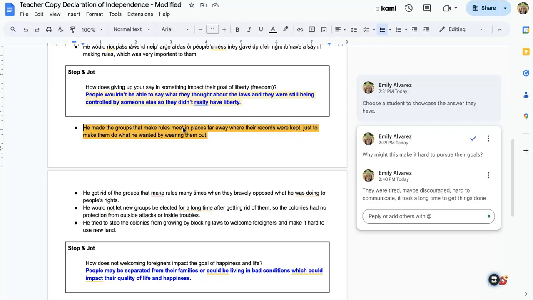And then the other part of holding out for all the way is, if students only give you half of an answer, so why might this make it hard to pursue their goals? They were tired. Well, what else? Why were they tired? Because they were traveling. Okay, but what would have made them travel? And getting students asking additional questions and follow-ups to get them all the way to the correct answer, to get the completeness of it, is really important.